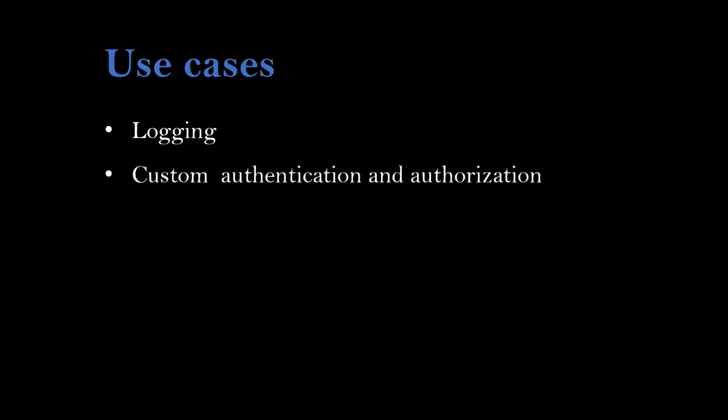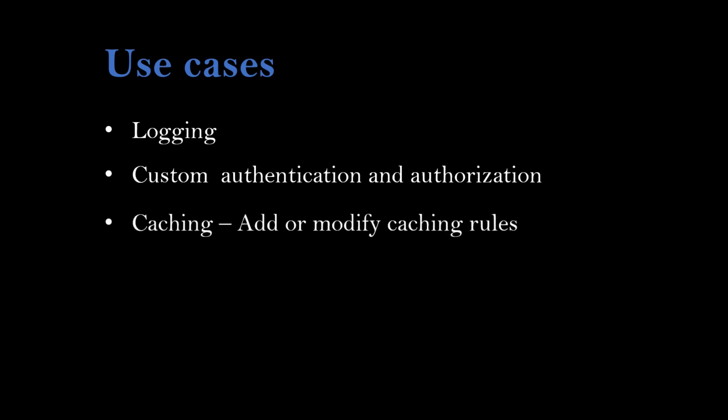A few of the use cases for custom middleware are, maybe you want to implement logging, or you want to implement custom authentication and authorization. You want to add or modify caching rules, or you want to do performance monitoring. There are many different cases. Whenever you want to add something extra to the request processing pipeline, you can create your custom middleware and add it to the request processing pipeline. We have to follow a few steps to create custom middleware.